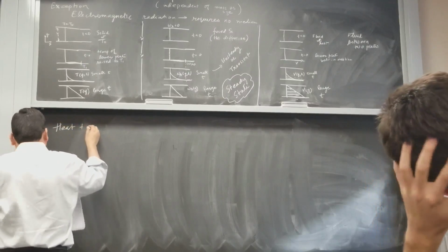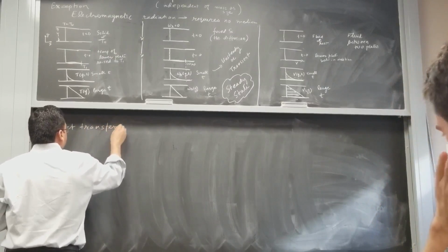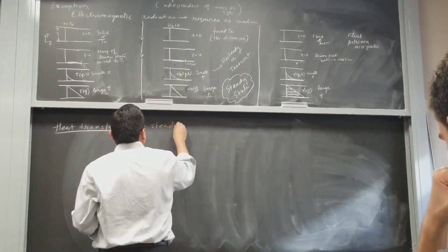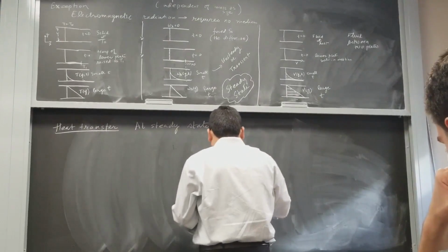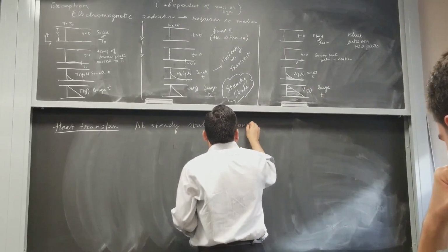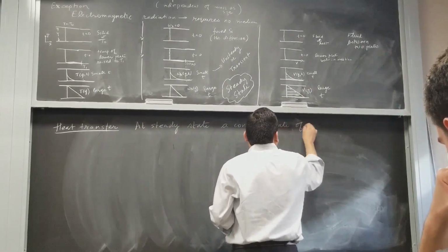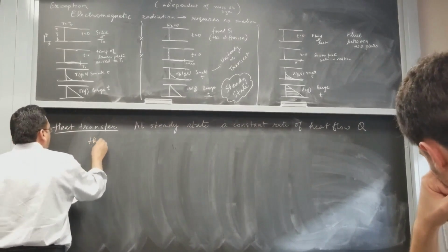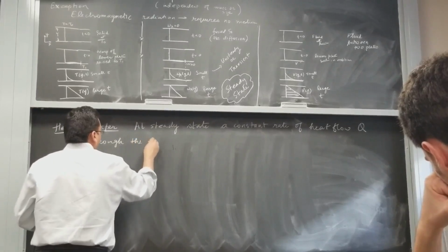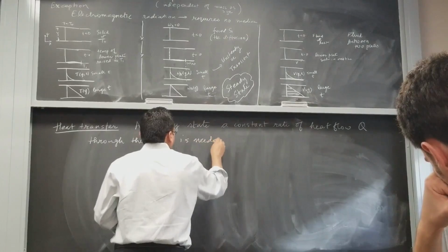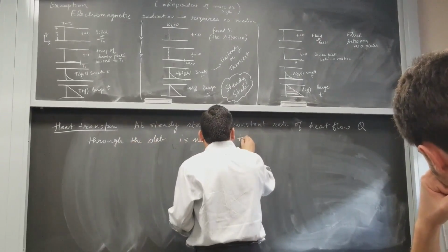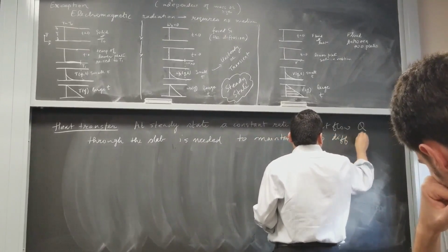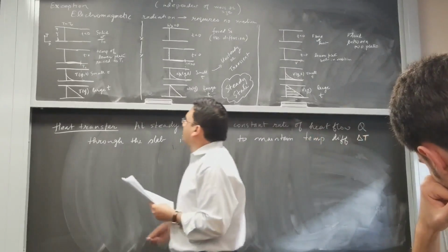So if I now go and think about heat transfer, so in heat transfer at steady state, so that's the last figure. A constant rate of heat flow, Q, is needed through the slab to maintain a temperature difference delta T. So you need to keep supplying heat to have that temperature difference.